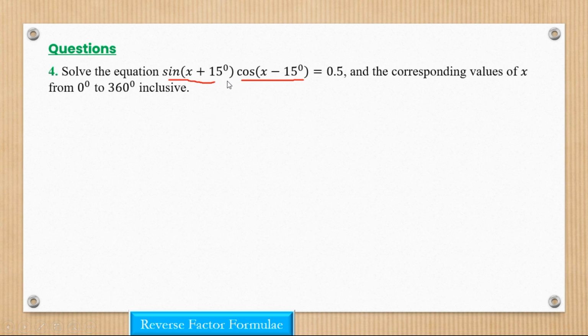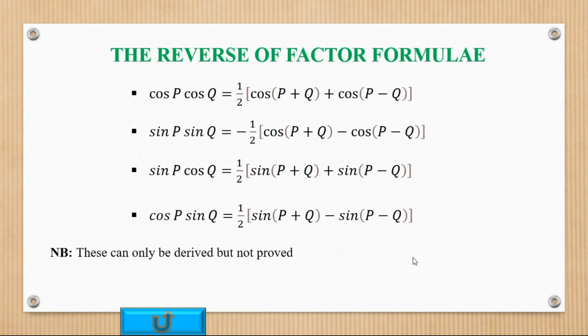All right, now this is an example where we have sine cos. You can already see that the angles here are different. So what do we do for sine cos? Let's look at our reverse factor formula. When it comes to sine cos, this is how our reverse factor formula is stated. So we have it in this format, and this can be expressed as a half sine, where we have p adding q, and then p subtracting q.